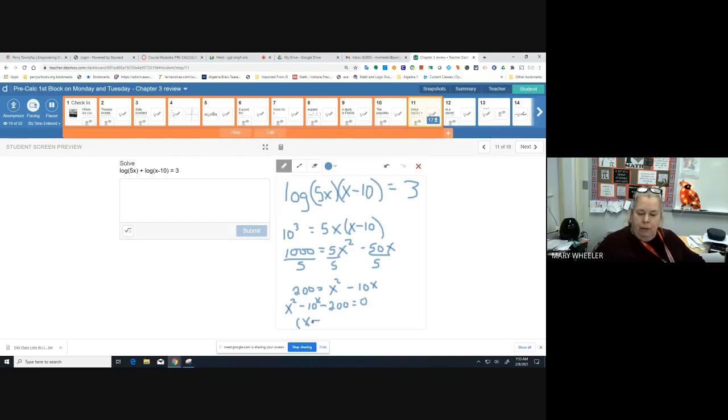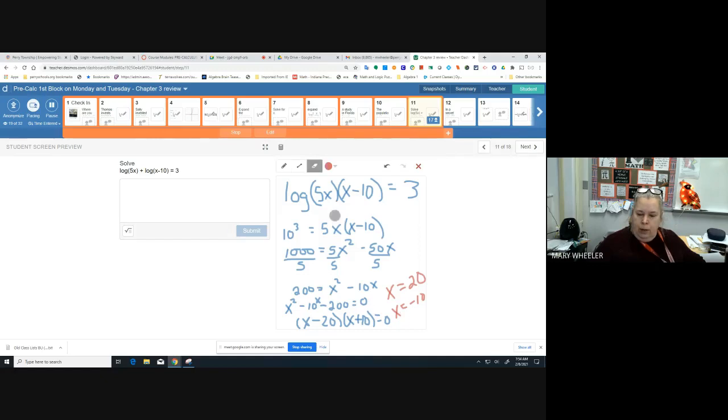Factor that. x minus 20, x plus 10. Two numbers that multiply to negative 200 and add to negative 10. When I solve that, I get x equals 20 and x equals negative 10.